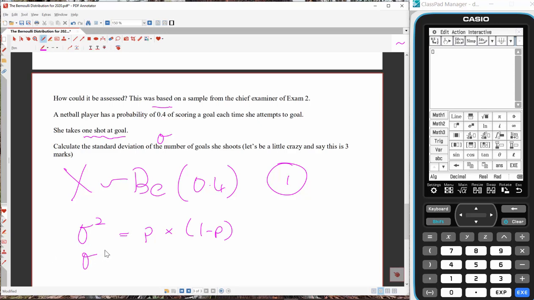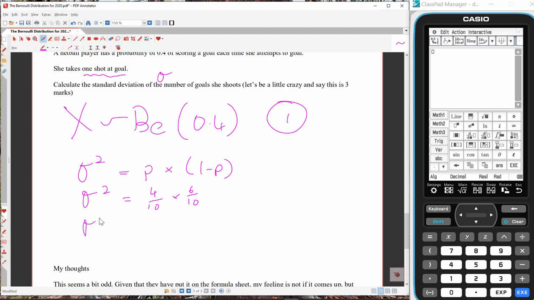So let's get it. Sigma squared is equal to 4 over 10 times 6 over 10, which is equal to 24 over 100. Then to find sigma, I'm going to root both sides, and that gives me root 24 over 10, which is root 6 times root 4, 2 root 6 over 10, which is root 6 over 5. So there's our 3 marks.